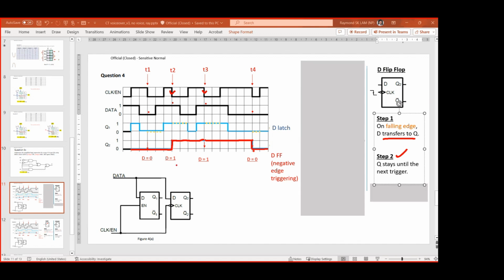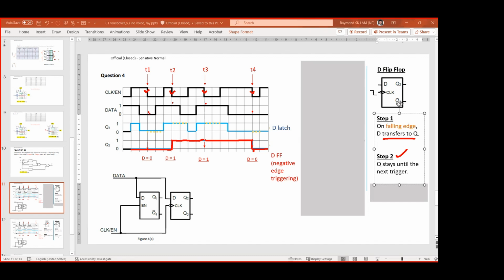Do you have any question for this Q2? No. Okay, so basically, just to summarize, you just do step 1 and step 2. The important point is remember to label the falling edge. Then you just focus on the falling edge.